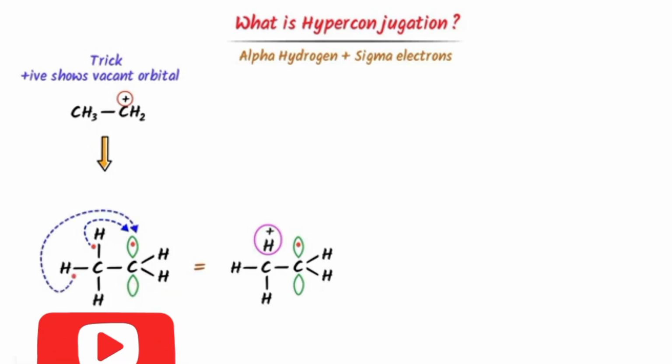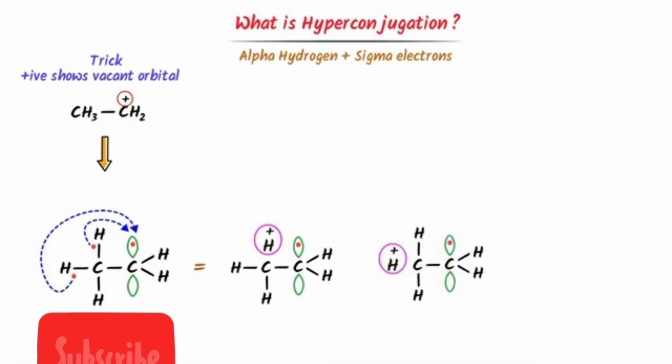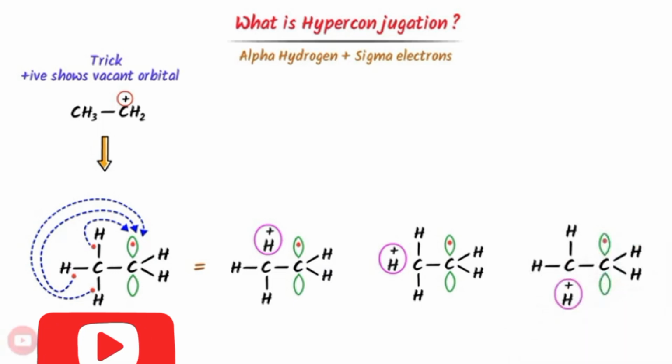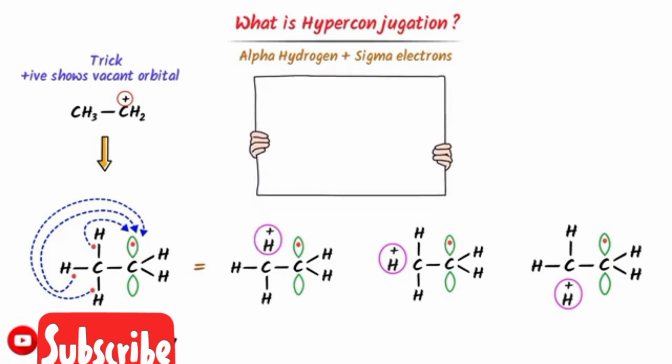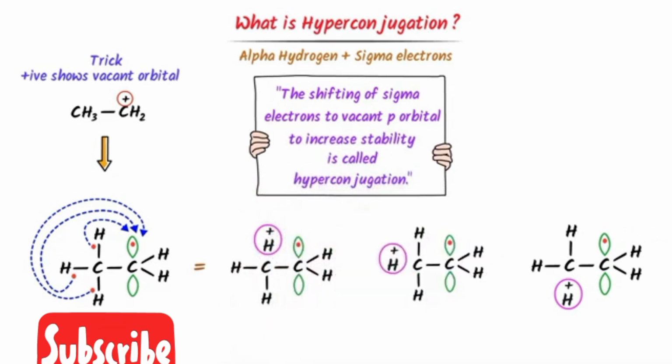Secondly, there is also a possibility that the sigma electrons of this hydrogen will shift to this empty orbital. We get another possible structure. Thirdly, there is also a possibility that the sigma electrons of this hydrogen will shift to this empty orbital, giving a third possible structure. Therefore, we define hyperconjugation as the shifting of sigma electrons to an adjacent half-filled or empty orbital to increase the stability. This is called the hyperconjugation effect. Let me repeat it.